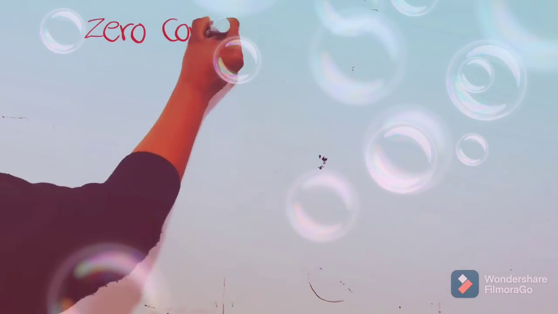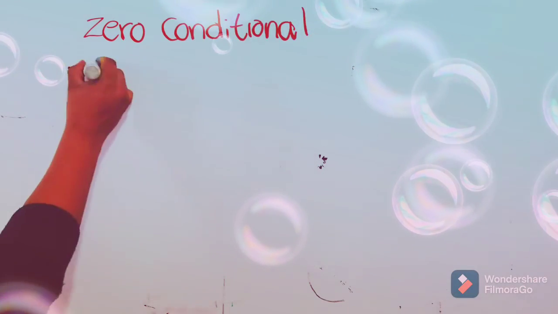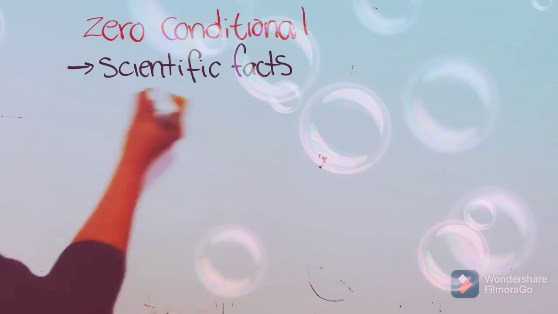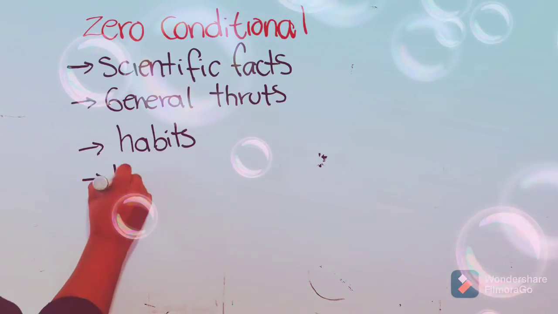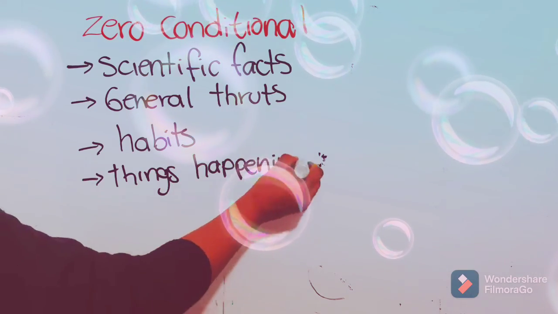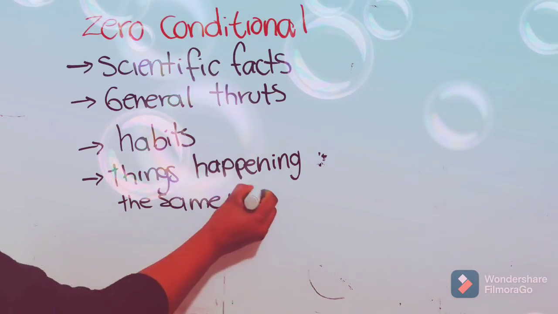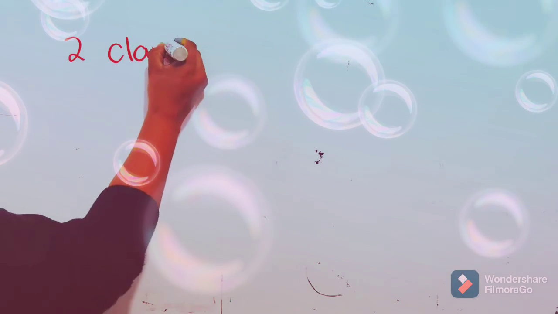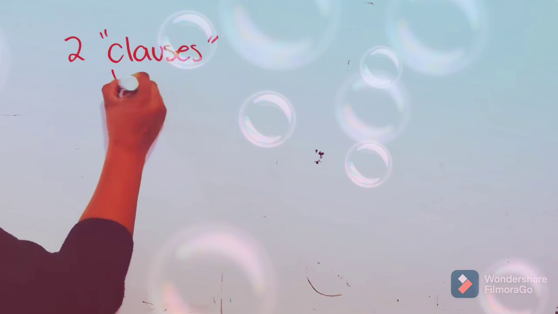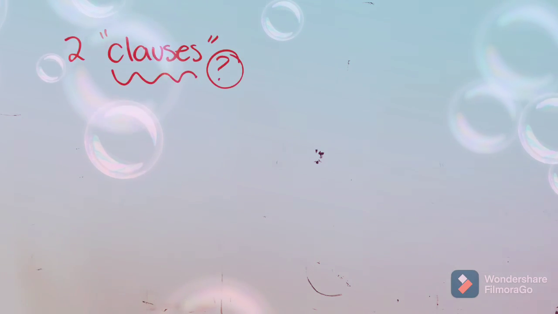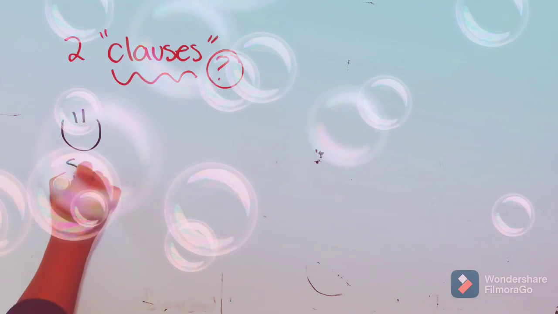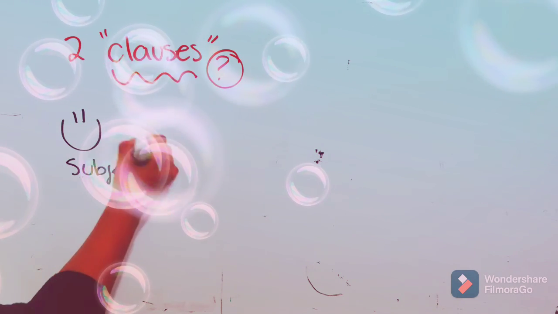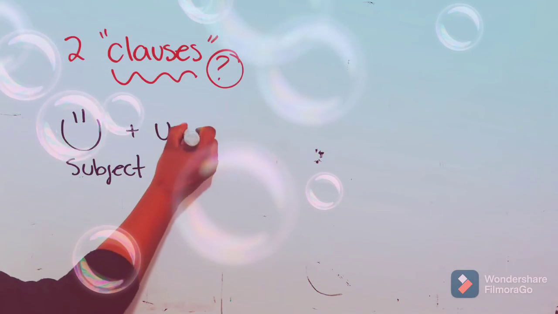The zero conditional is used to talk about scientific facts, habits, general truths, and things that happen the same way every time. To form the zero conditional, we need two clauses. But what is a clause? Well, a clause is like a sentence formed by a subject and a verb. This clause can also have a complement.